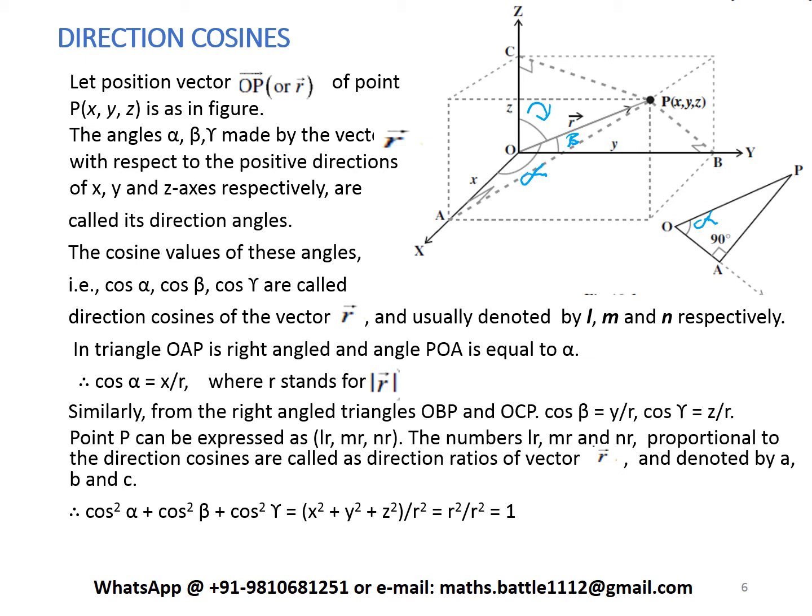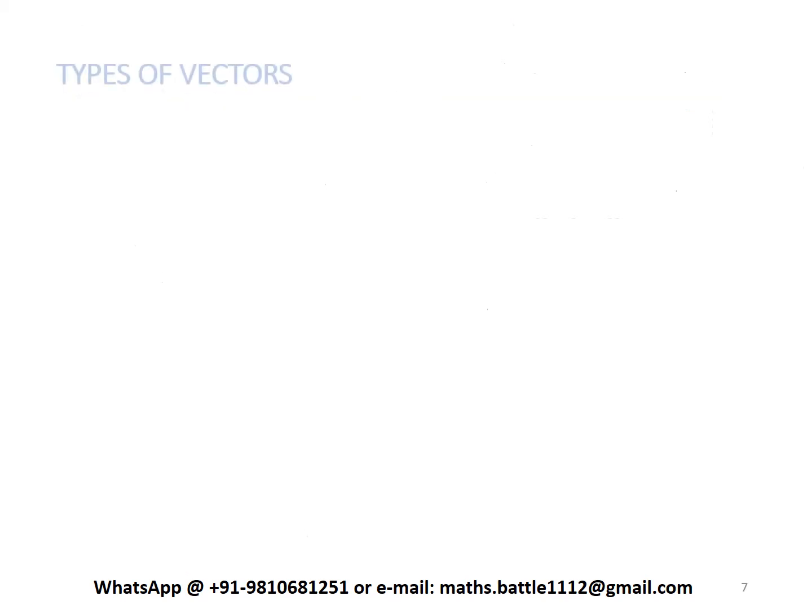Therefore, cos square alpha plus cos square beta plus cos square gamma is equal to x square plus y square plus z square upon r square, which is r square upon r square, equal to 1. As we know, the square root of x square plus y square plus z square is equal to the magnitude of vector r. Therefore, l square plus m square plus n square is equal to 1, but a square plus b square plus c square is not equal to 1 in general.